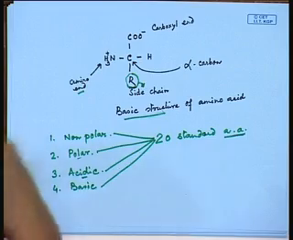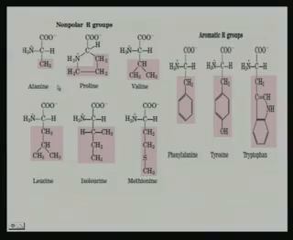Now, let us come to the non-polar amino acids. Alanine, proline, valine, phenylalanine, tyrosine, tryptophan, methionine, isoleucine and leucine are the non-polar or hydrophobic amino acids. What is the basic nature of this type of amino acid? They are insoluble, or mostly sparingly soluble, in water.